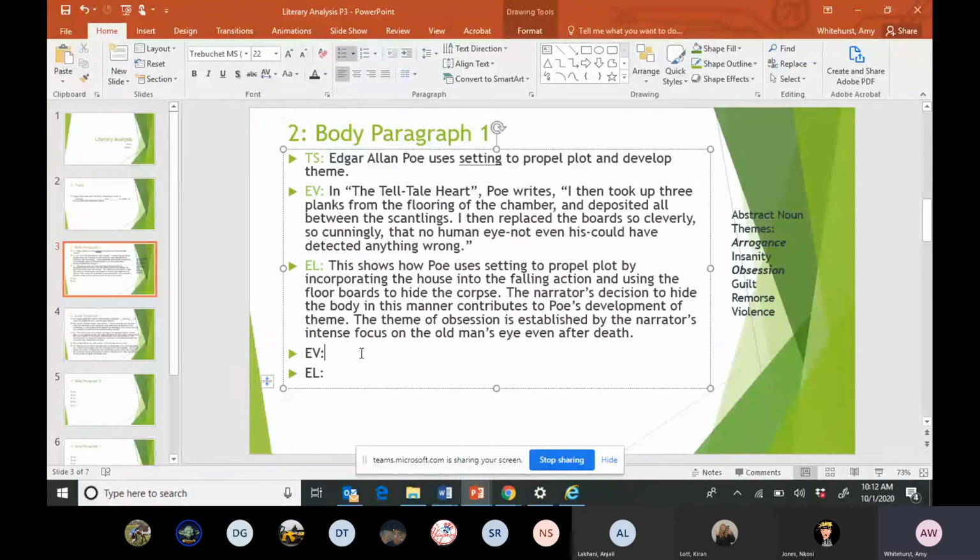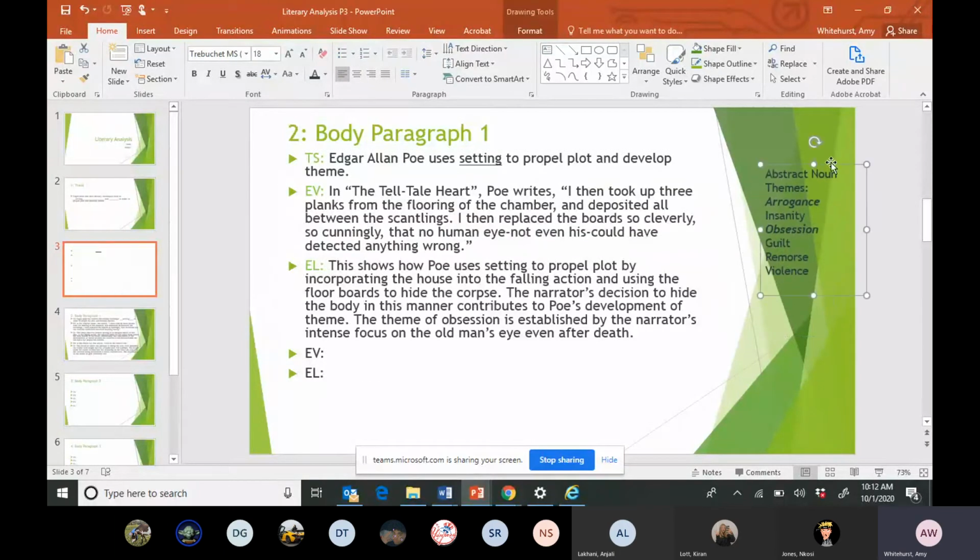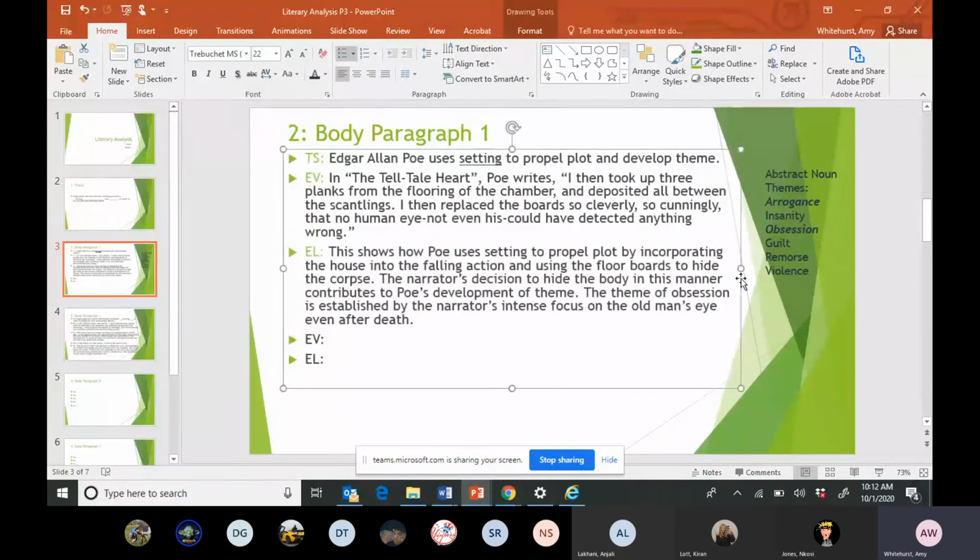So we're going to do another piece of evidence and elaboration together, and it's going to be from The Black Cat. I know some of you may still be getting this, and that's okay, but what piece of evidence from The Black Cat do you think would be really important in showing how setting can give us clues about the plot? How setting can give us clues or hints about the plot?